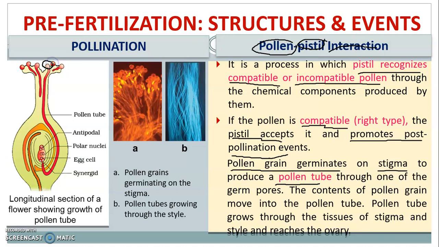Now you can see here different pollen grains are attached to the surface of the stigma. Now one of the pollen grains produces its pollen tube. Now this pollen tube, through the style, tries to approach the ovary. Through the micropylar end it enters the embryo sac, where the female gamete is already waiting for the male gamete. So the event where the pistil interacts with the pollen grain is known as pollen-pistil interaction.